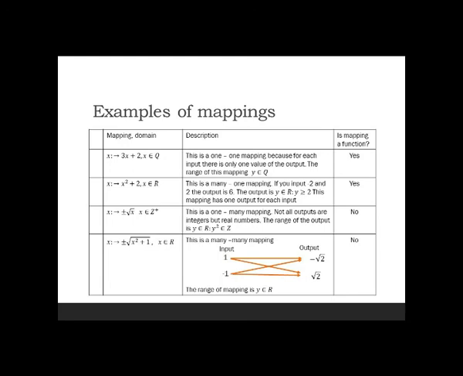This is a many-many mapping. The input 1 gives an output of minus the square root of 2 and plus the square root of 2. Input of minus 1 also gives an output of minus root 2 and plus root 2.